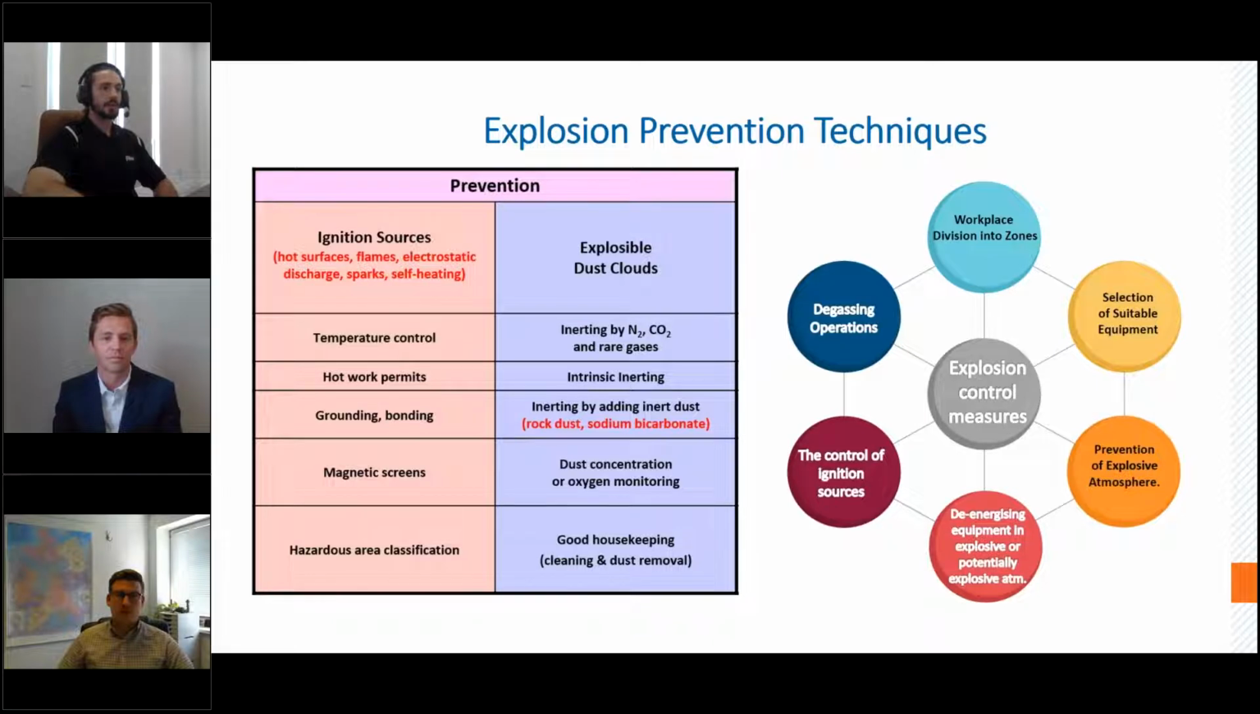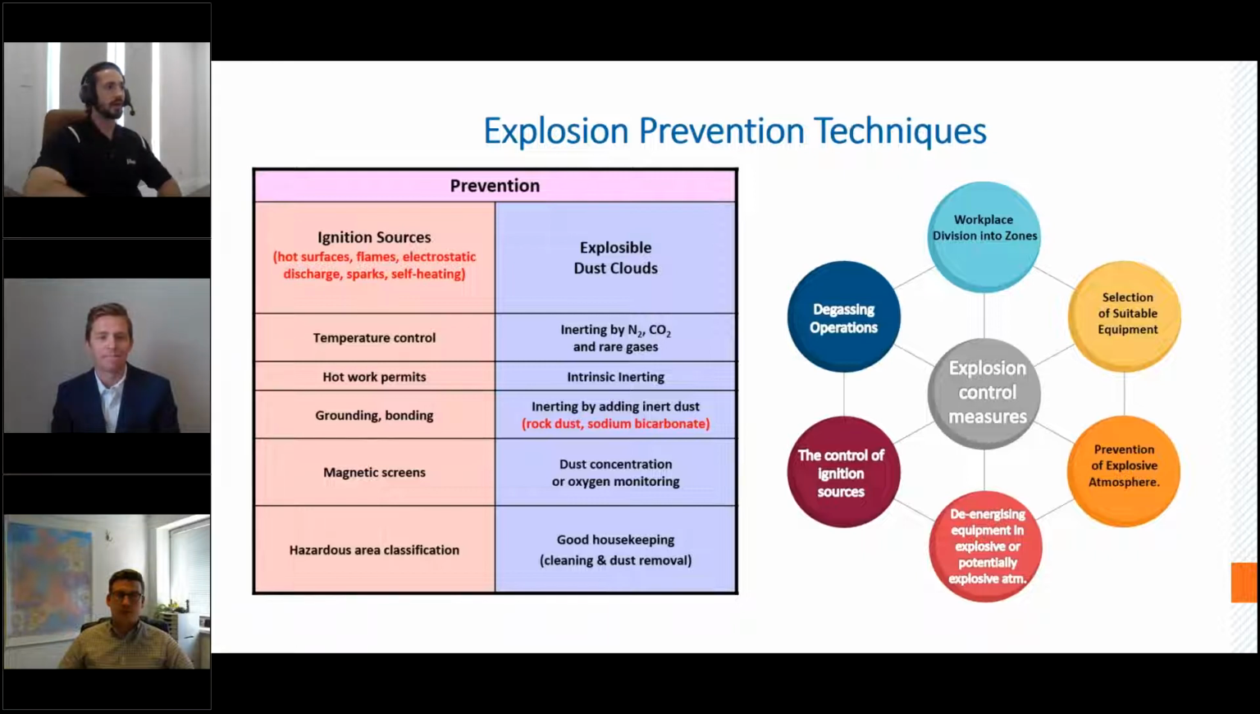So now moving on a little bit more specifically to explosion prevention, 2 of the most common opportunities for prevention are 1, the control of ignition sources, and 2, the reduction of the existence of explosible dust clouds. So for ignition sources, we can do a variety of different things. We can control the temperature, we can issue more restrictive hot work permits, we can have grounding and bonding of our equipment, magnetic screening to capture loose parts that might be flowing through your process unseen, and then hazardous area classifications as well.